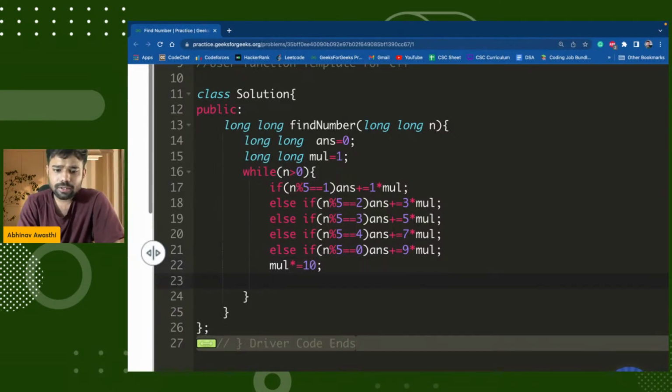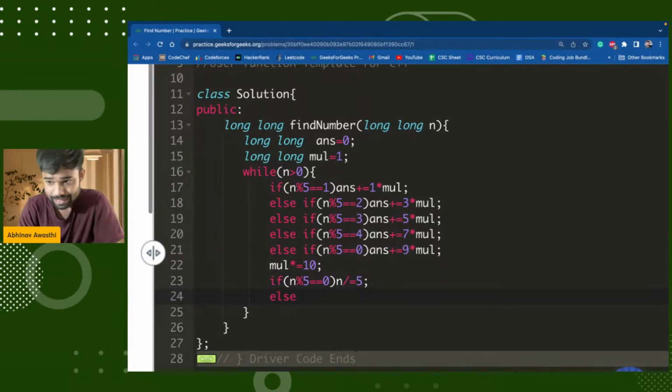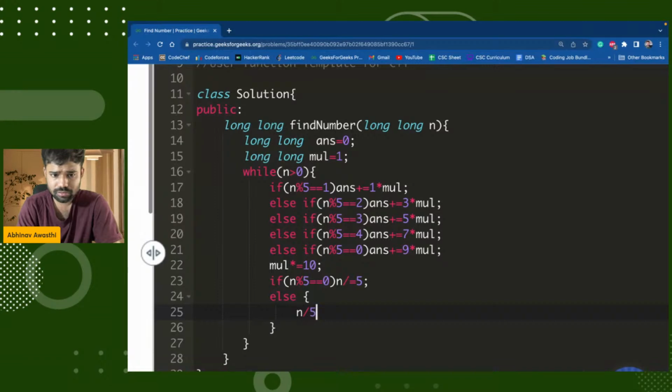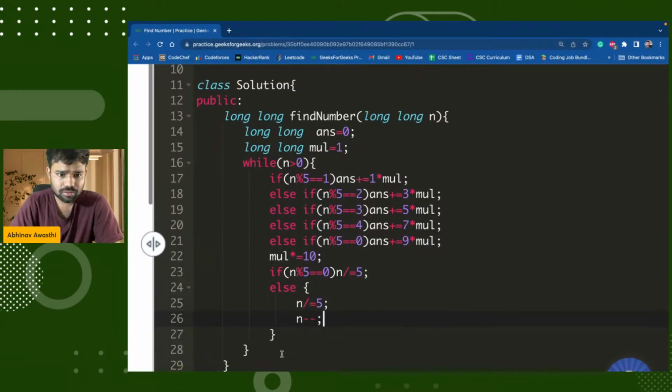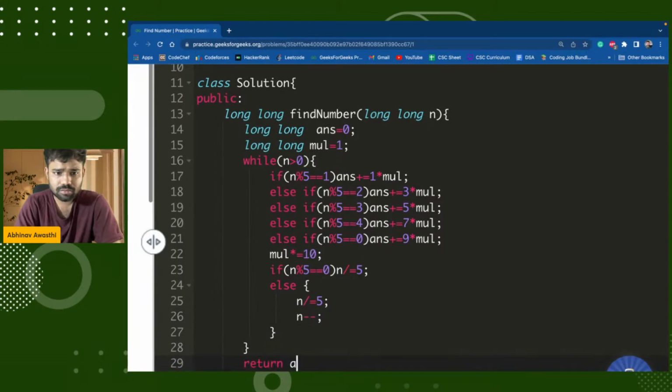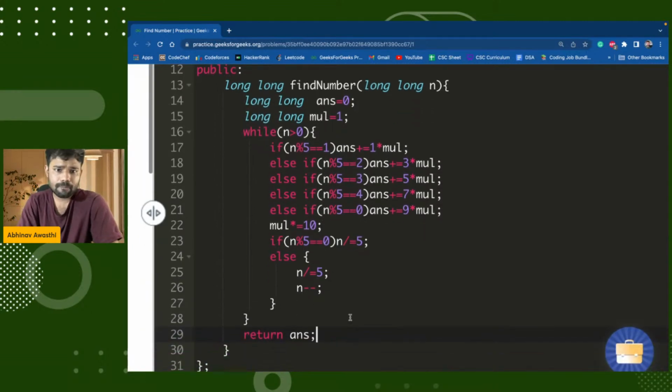And then if my n is divisible by 5, I will divide it by 5. Else, what will I do? Else I will divide it by 5 also. I can do something like this. See, this is the code I'm having.